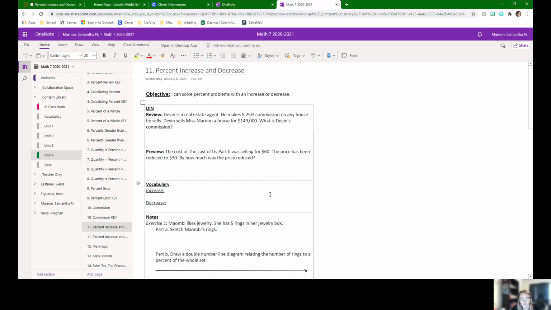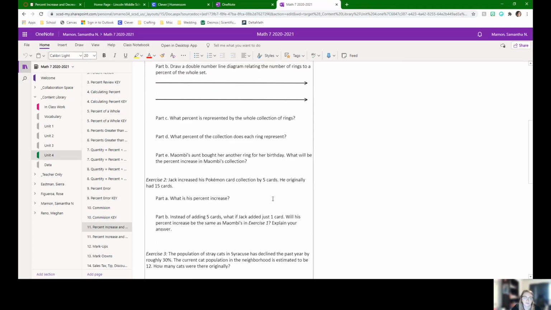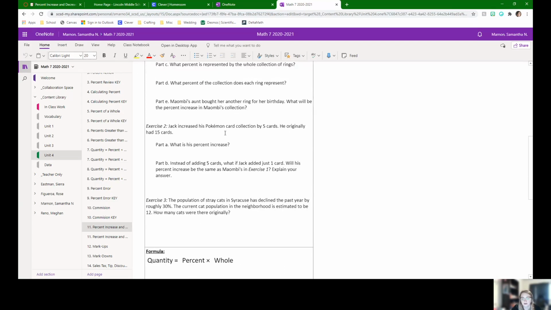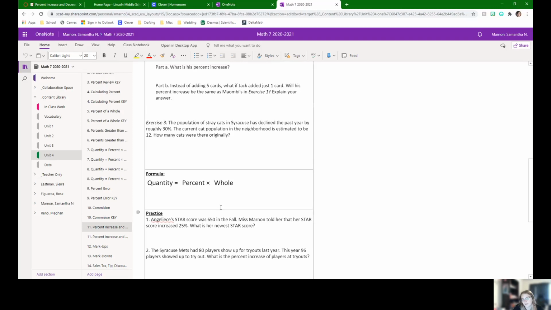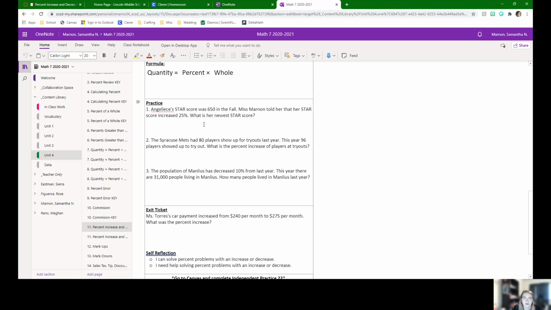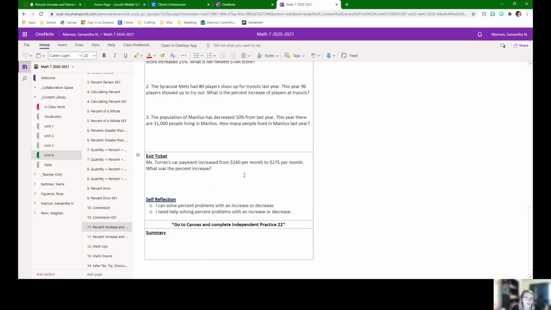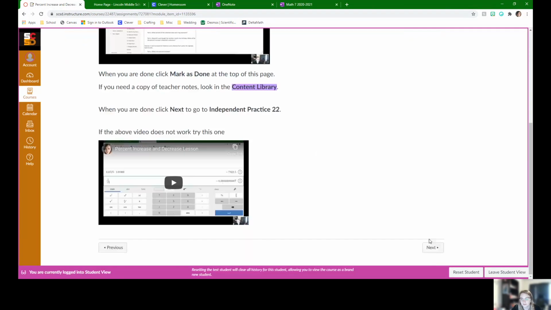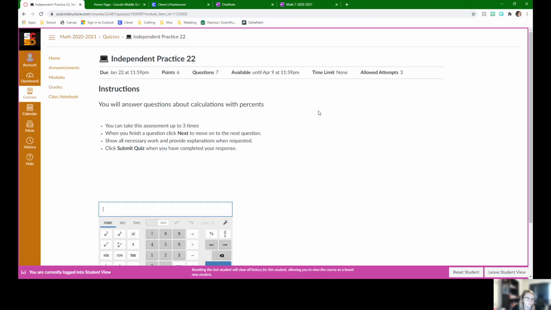So this lesson is going to be a little bit difficult because sometimes we're going to multiply by a percent different than what was given in the problem, and that's because it's going to be an increase or a decrease from 100%. So that's going to be one of the trickier parts. There are 3 practice problems, an exit ticket, and when students are done with the lesson, there is the independent practice 22 in Canvas. So I'm going to click next.